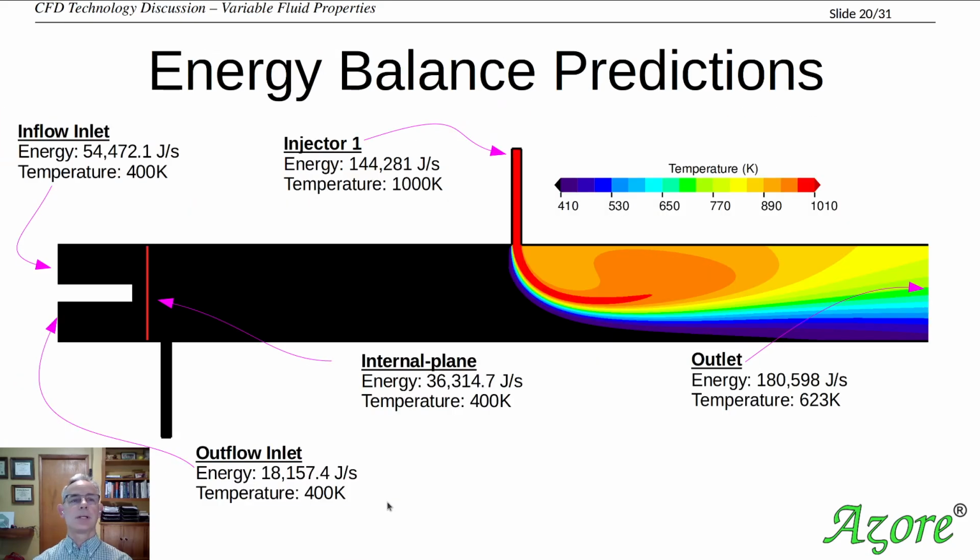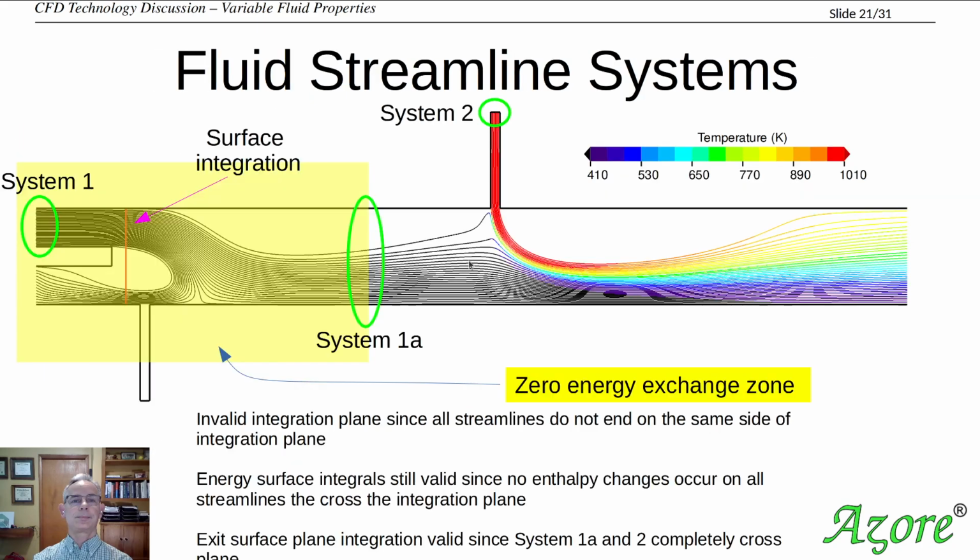Here is the temperature predictions. And so our energy levels coming in on the left are the same, and along this barrier they're the same, but our temperature coming out here is, of course, higher because we've introduced more energy right here. So here's our streamlined system.